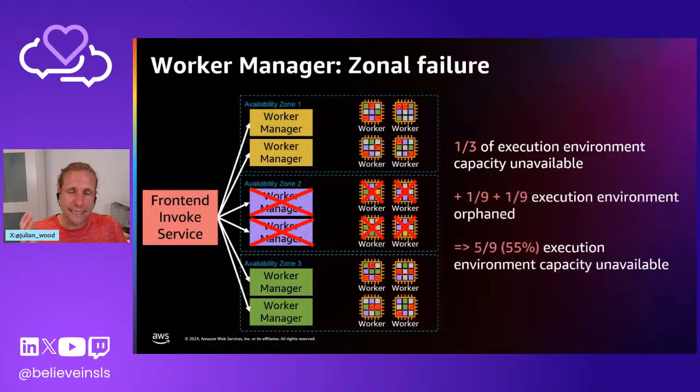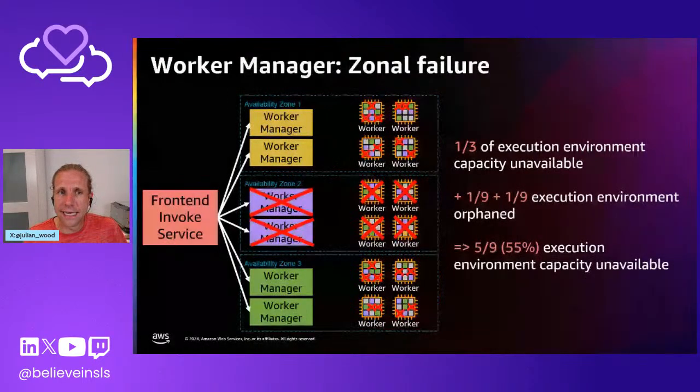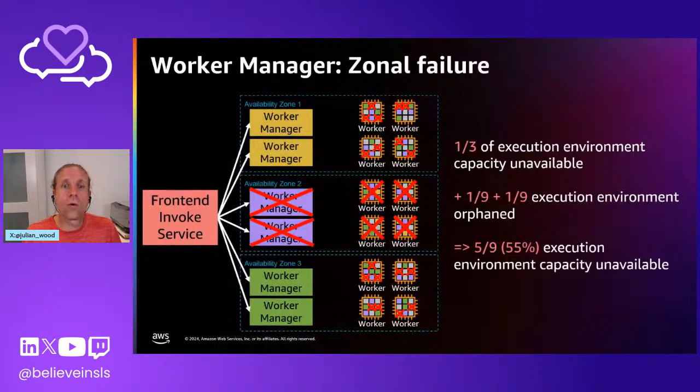Yet the execution environments in AZ1 and 3 that are registered to the worker managers in AZ2, even though they are still up and running and not impacted by the zonal issue, also become orphaned. So that works out to what? A third unavailable within each of the other AZs. I think that's a combined total of about 55% of execution environment capacity unavailable. So that's literally half of your execution environment capacity just not available.